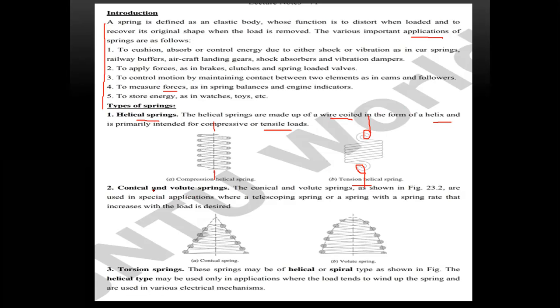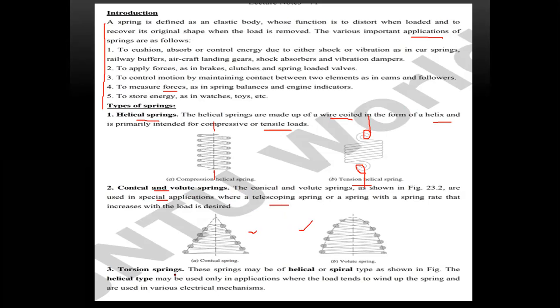Coming to the conical and volute springs. The conical and volute springs shown in the figure are used for special applications where a telescopic spring or a spring with a spring rate that can be increased with the load as desired is needed. So these are used for special applications.